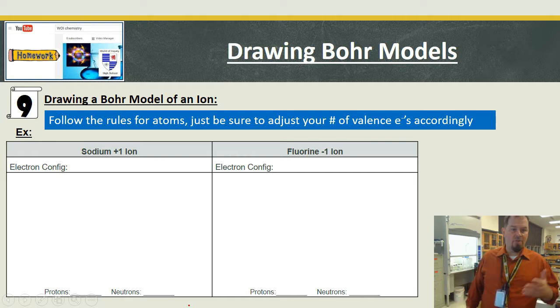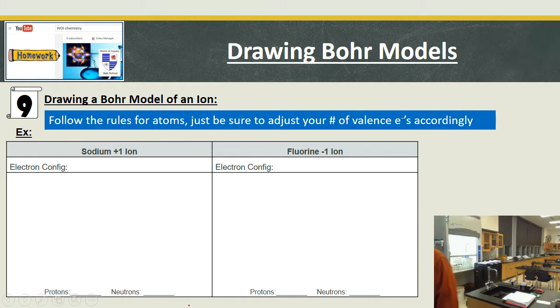I can have to draw an ion. So again, I have sodium and fluorine. Sodium again is Na. And sodium has 11 protons and 12 neutrons, so that isn't going to change. Okay, for an ion, because ions are electron games, it was 2-8-1.